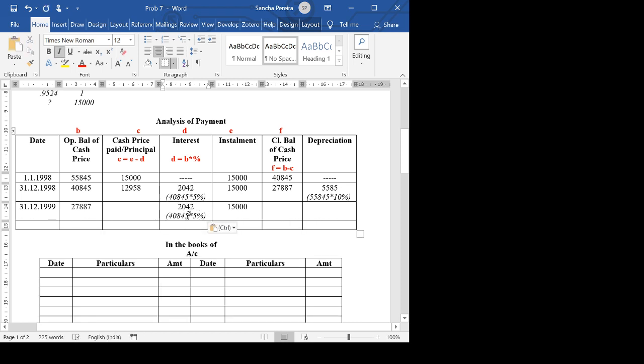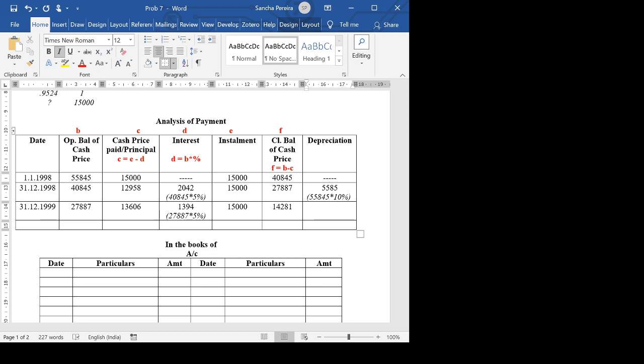So instead of 4845, we have 27,887 into 5%, and that is going to give me a figure of 1394. So 15,000 minus 1394 is going to give me 13,606. And here, 27,887 minus 13,606 is going to give me 14,281. Okay. Now be a little careful, okay?